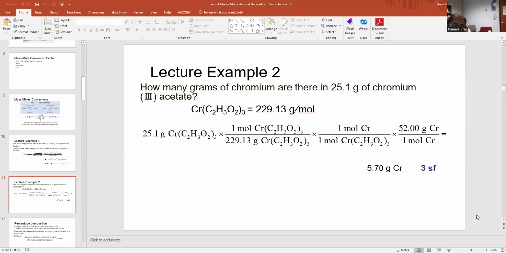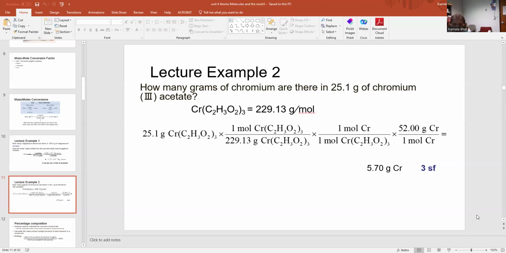So when you expand this formula, you get 1 chromium, 6 carbon, 9 hydrogen, and 6 oxygen. Calculate the mass of 1 chromium, 6 carbon, 9 hydrogen, and 6 oxygen. And then add all of that up, and you'll get 229.13 grams per mole. From that, you convert the 25.1 grams of chromium acetate to moles of chromium acetate.